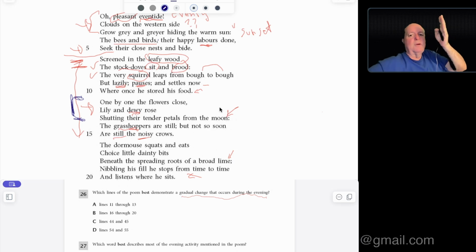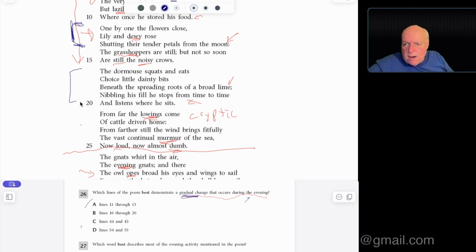So as we go from sunset into the actual moon, now we all know that, well, you should know, the moon can actually appear in the day, but this is kind of metaphorical. We're transitioning from one thing to the next. So as it gets dark, we can see the moon better, even though in the daylight the moon might be up there for us to see. We notice it better in the nighttime. So if we go back to the question, which demonstrates a gradual change that occurs during the evening? That sounds gradual, so I like A. Okay, B is 16 through 20.